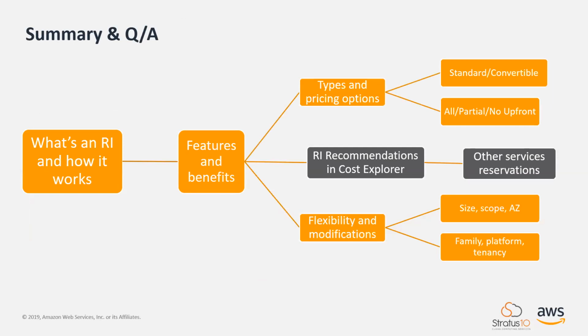Okay, so a quick summary and recap: what an RI reservation is and how it works, the benefits, and all the features that it has. You can choose by types and purchasing options. You can use the recommendation feature from within Cost Explorer. It gives you flexibility and modification. And then you have your options from within each of those, depending on what you need, which choice you should make for your reservations. Okay.